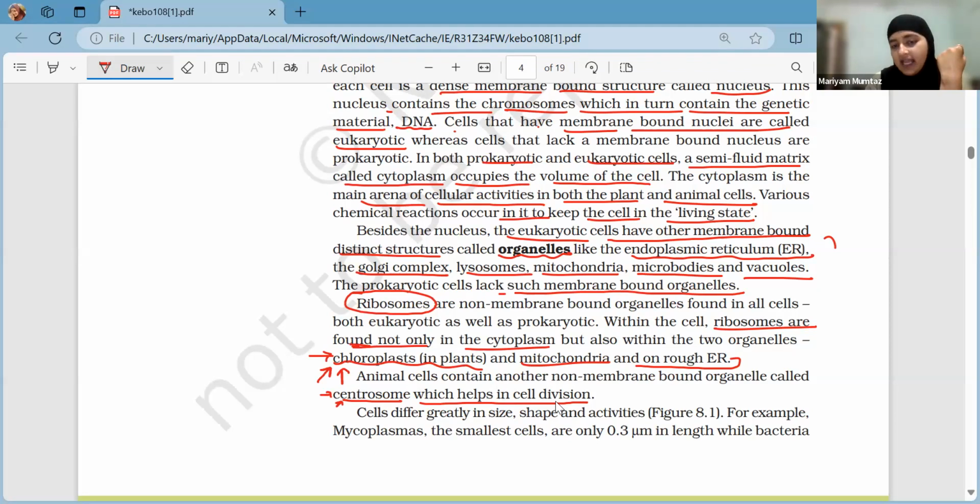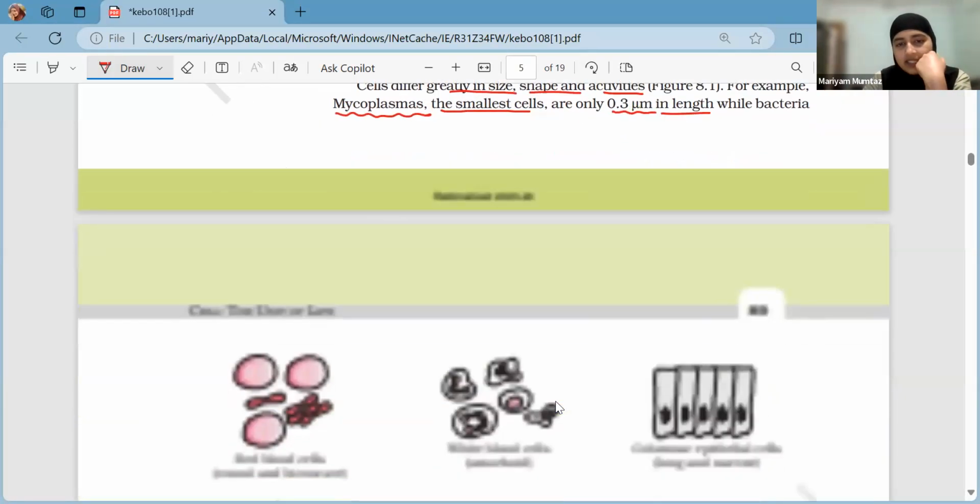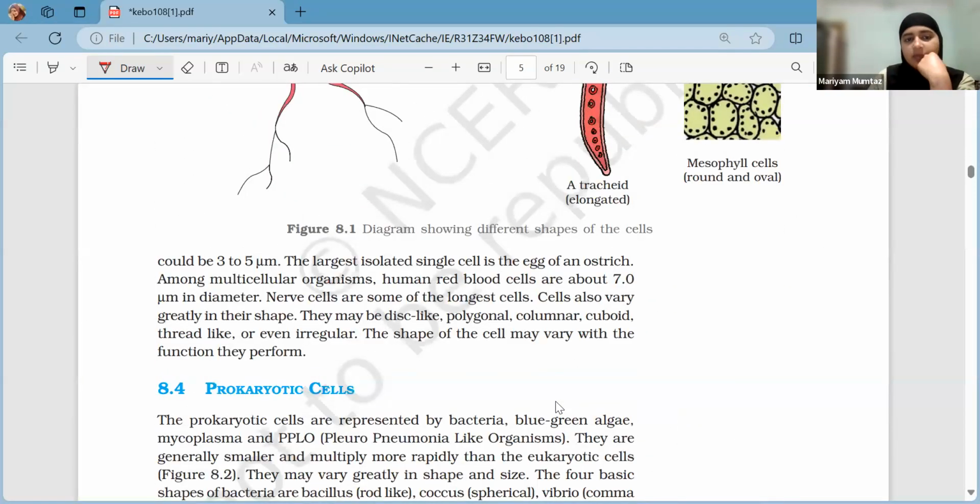Now, cells differ greatly in size, shape, and activities. For example, mycoplasma, you remember mycoplasma? These are the smallest cells. They are only 0.3 micrometer in length, while bacteria could be 3 to 5 micrometer. The largest isolated single cell is the egg of an ostrich. Among multicellular organisms, human red blood cells are about 7 micrometer in diameter. Nerve cells are some of the longest cells, not the largest, but the longest.